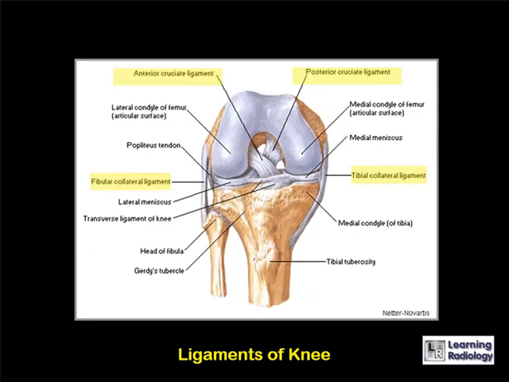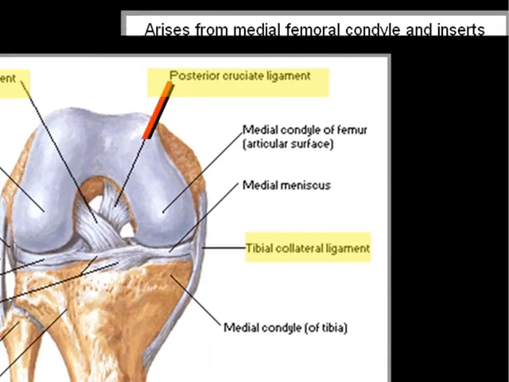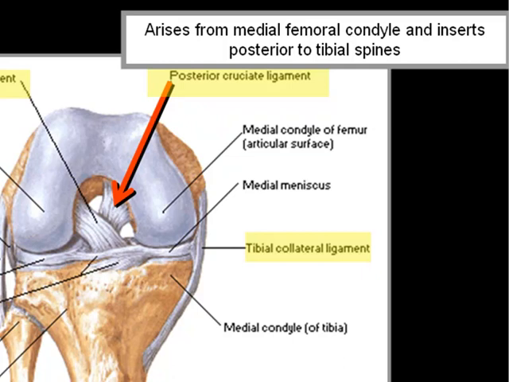The major ligaments of the knee include the anterior cruciate ligament, which arises from the lateral femoral condyle and inserts anterior and lateral to the anterior tibial spine. The posterior cruciate ligament, which arises from the medial femoral condyle and inserts posterior to the tibial spines on the posterior tibia.